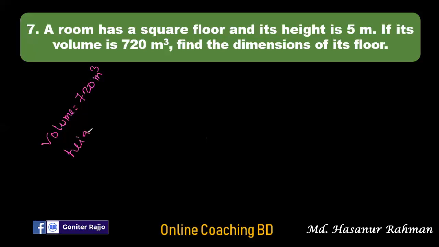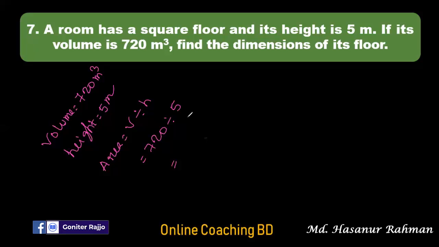And height is 5 meter. Now we have to find out the dimension of its floor. So how can we find out? To find out the dimension, we have to find out the area at first. Area equals volume divided by height. Here volume is 720 divided by height is 5.